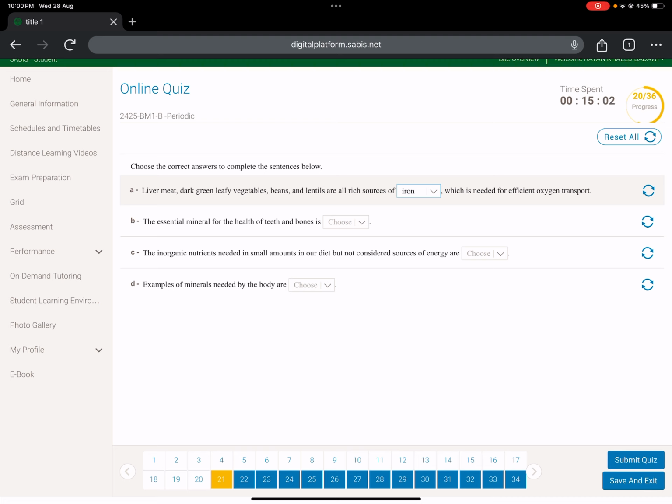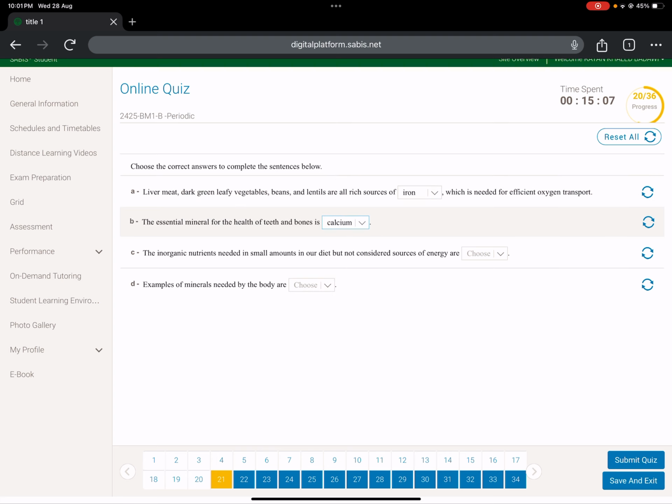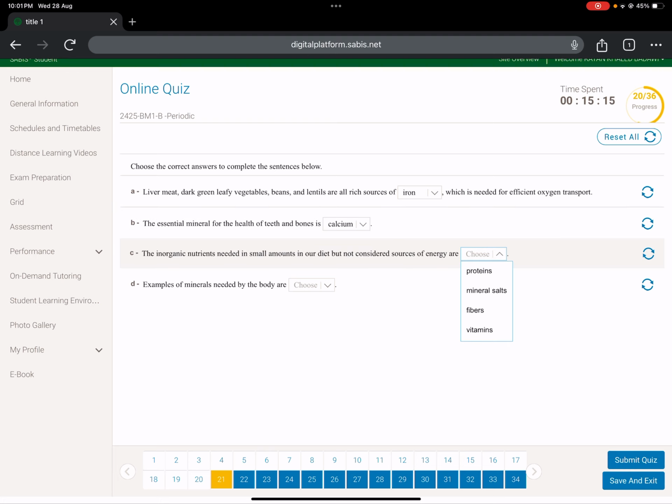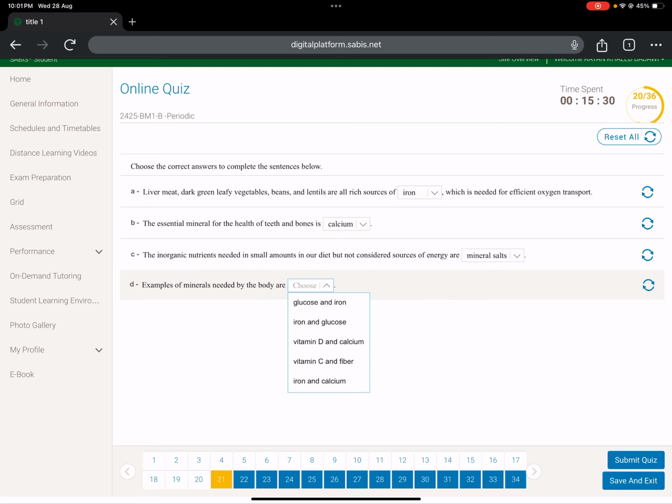The essential mineral for the health of teeth and bones is calcium. Remember, inorganic nutrients are our mineral salts in our diet, but not considered sources of energy, are mineral salts. While vitamins, remember we said vitamins are organic substances, mineral salts are inorganic nutrients. And now they're asking us examples of minerals needed by the body, or what were the two minerals we mentioned? Calcium and iron.